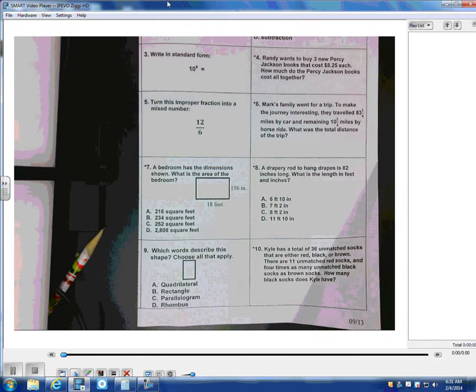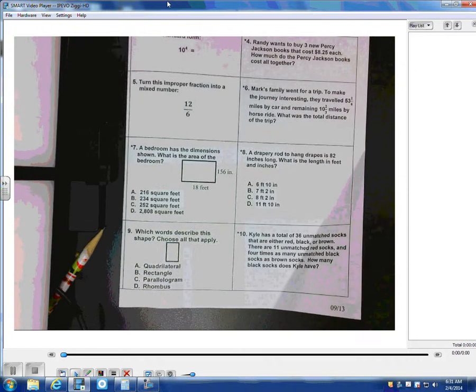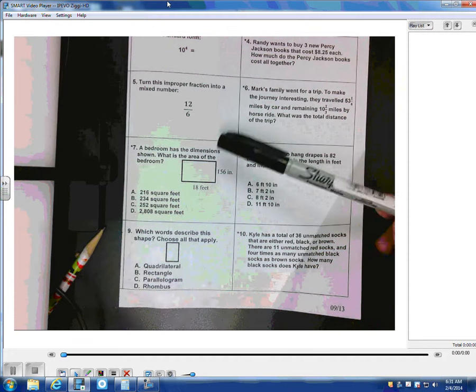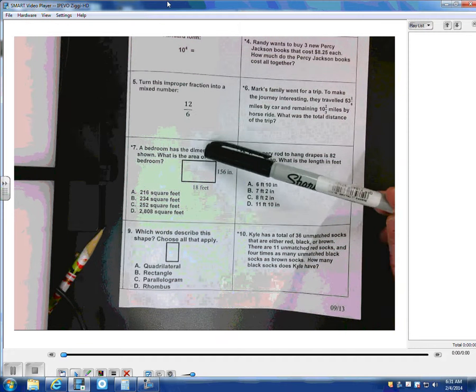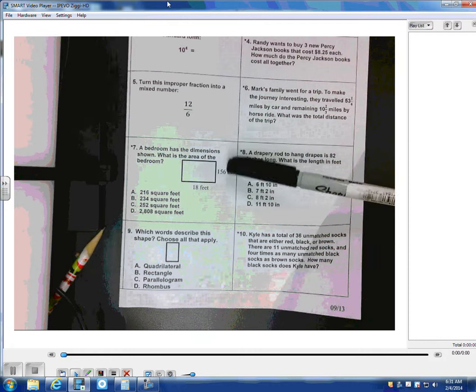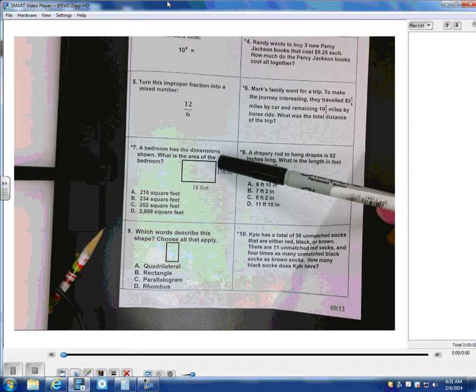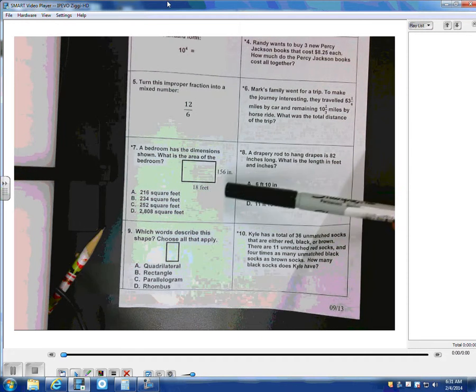Okay, I'm going to go over 7, 8, 9, and 10 on week 19 math review sheet. So, number 7 says a bedroom has the dimensions shown. What is the area of the bedroom? Okay, so we know this is 156 inches, and down here is 18 feet.